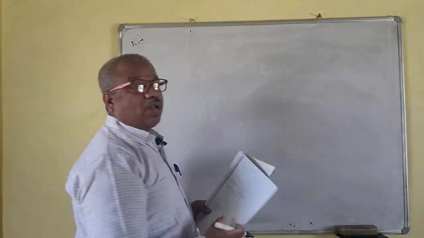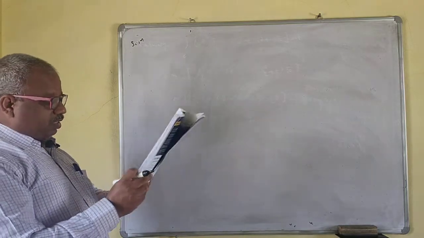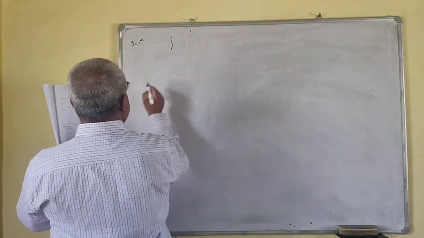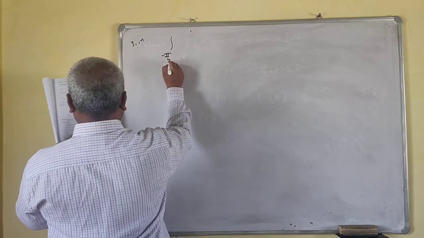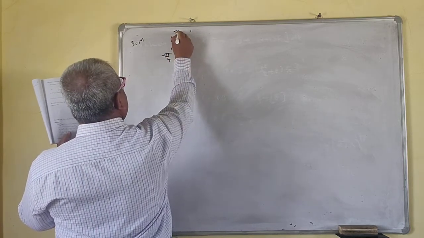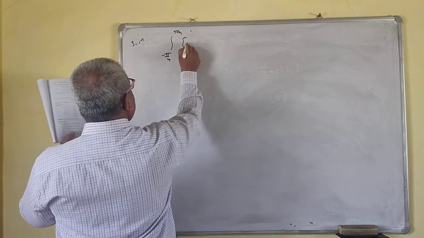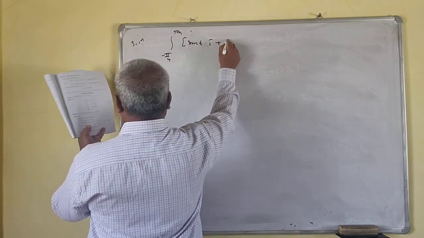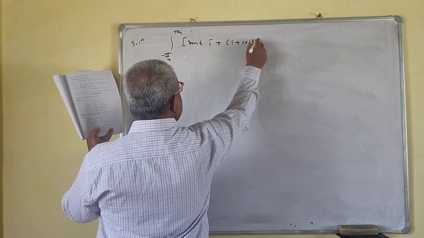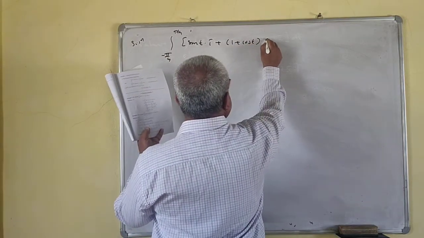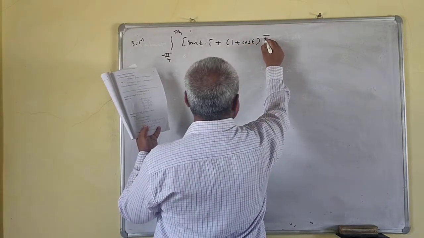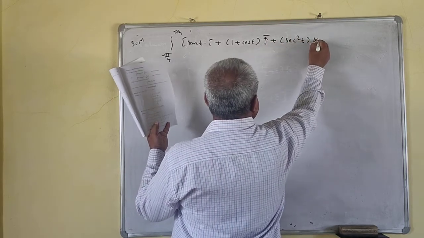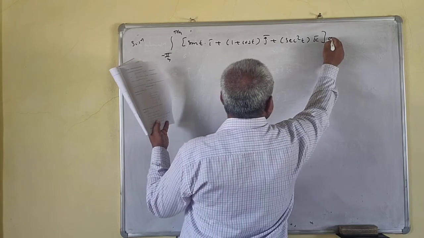Only the crucial part is the integration. Actually integration is the problem. Okay, evaluate the integral from minus pi by 4 to pi by 4 of sin t i bar plus (1 plus cos t) j bar plus sec squared t k bar dt.